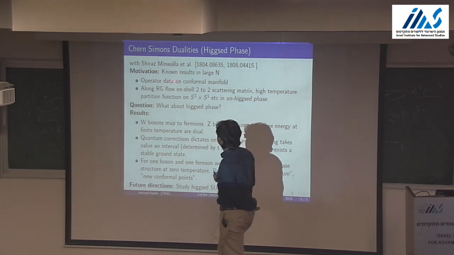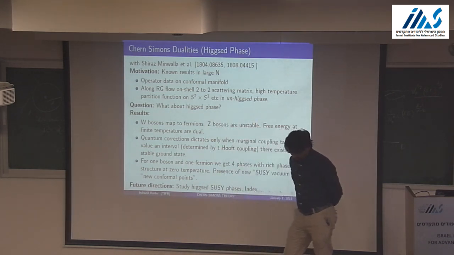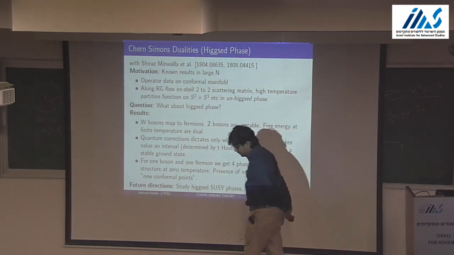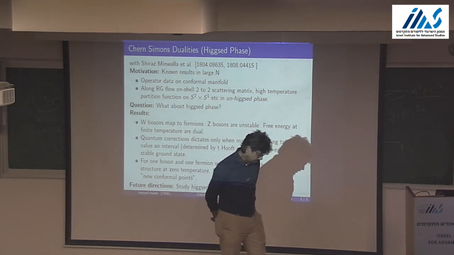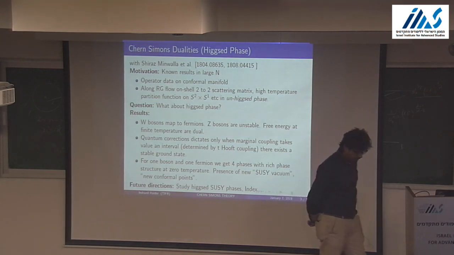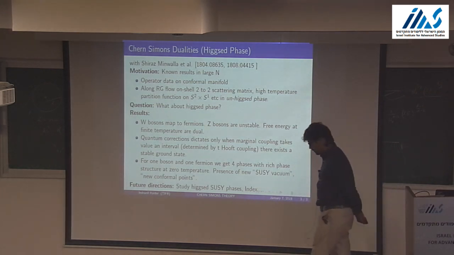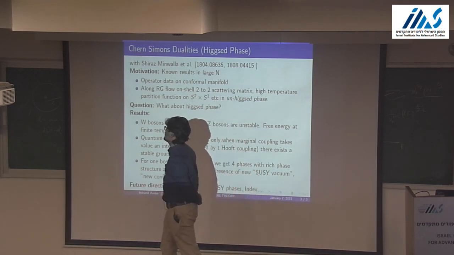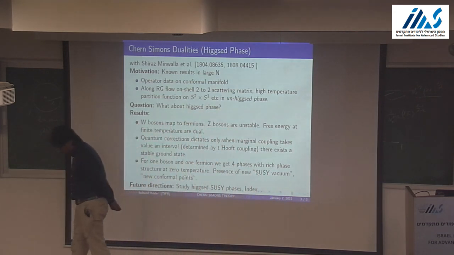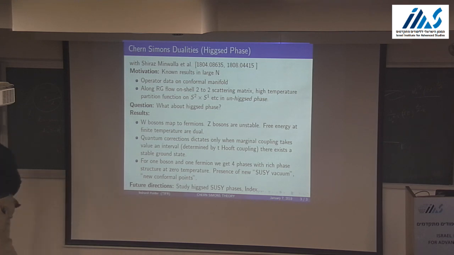So I will start with critical bosons coupled with SU(N) Chern-Simons theories, and these theories are conjectured to be dual with regular fermions, fundamental fermions coupled with Chern-Simons theories. On the conformal manifold, we can study these theories, and operator data for single trace operators match on both sides.